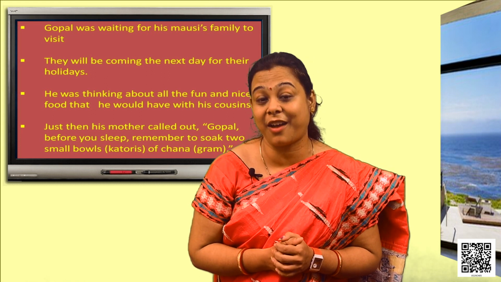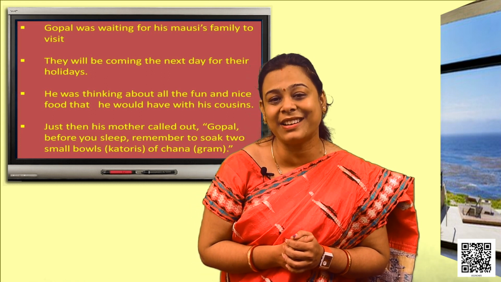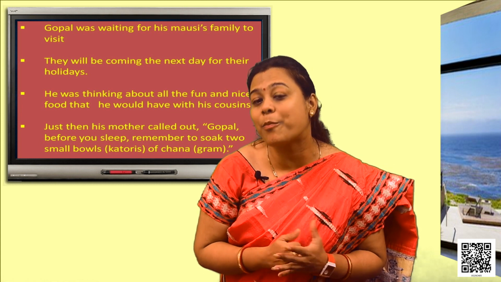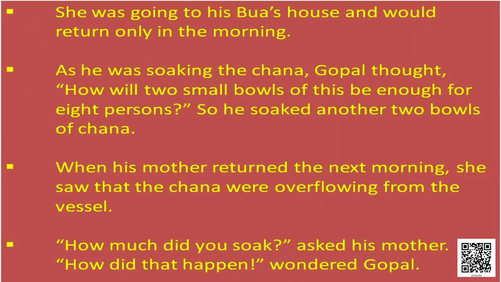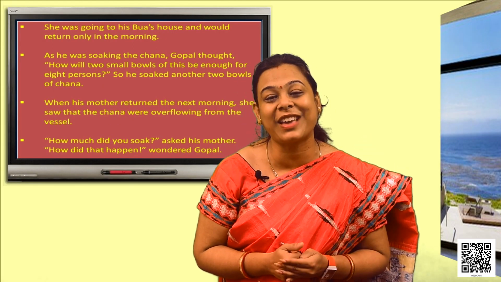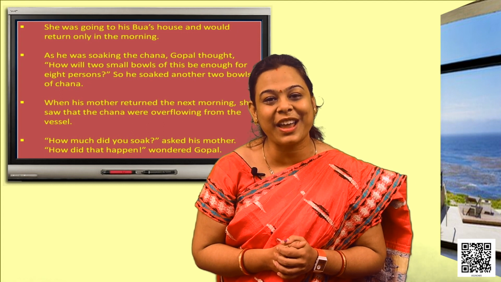Mothers are very important for us and they assign us small, simple tasks. So she told Gopal, "Gopal, you have to do some work for me." What did she say to him, you know? She asked him to soak 2 bowls of chana before he goes to sleep. And Gopal did his part. Now when Gopal went to soak the seeds, he felt 2 bowls of chana would not be enough for 8 people in the family. So he soaked 4 bowls of chana instead of 2.